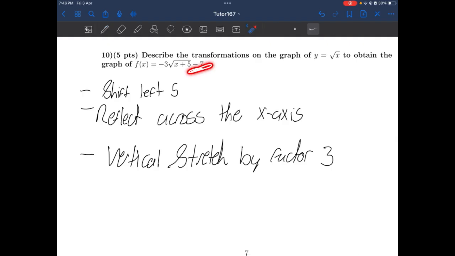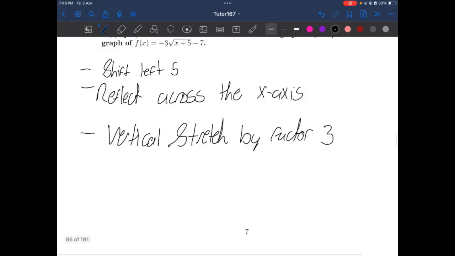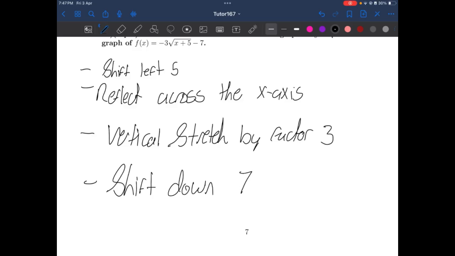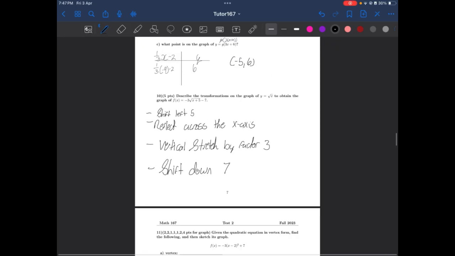And then the last thing that's happening is you're subtracting 7 from the y value. So you're shifting it down. Shifting down 7, sorry. Okay.